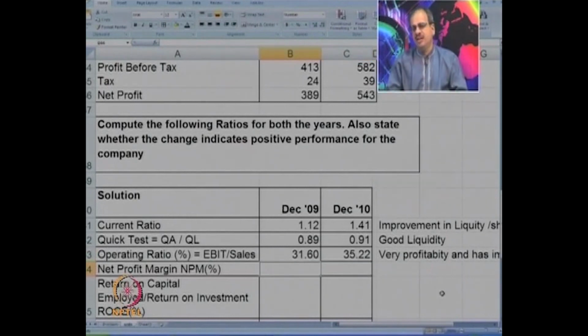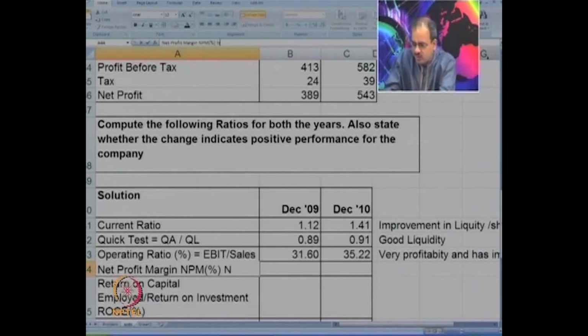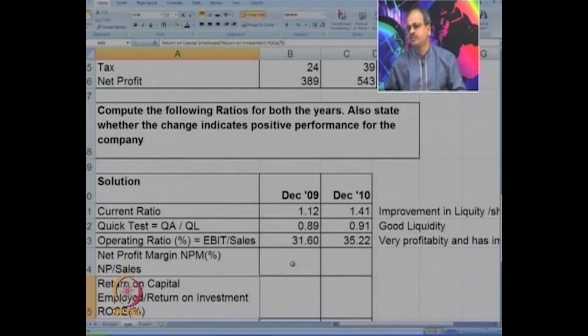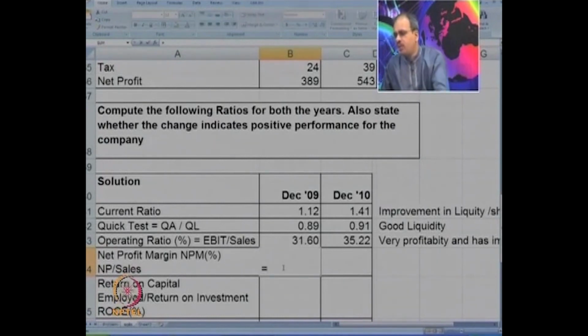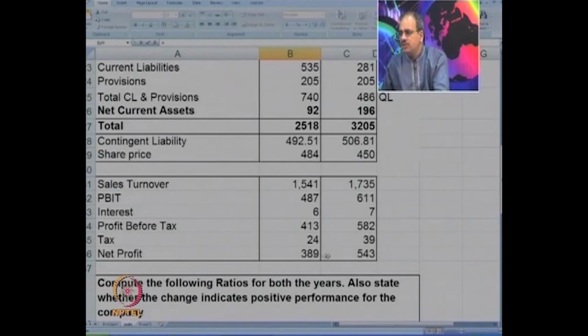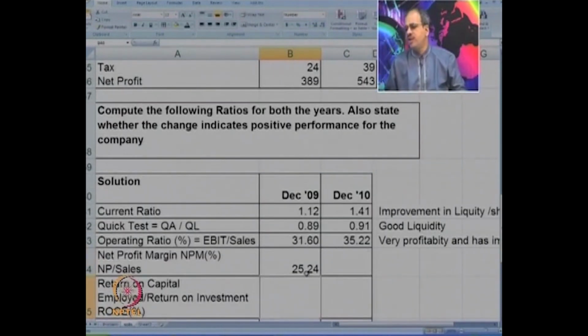Now, the next one is net profit margin, also known as NPM, sometimes known as net profit ratio. What do we link in net profit ratio? We essentially try to calculate net profit as a percentage of sales. Okay. So, we will take net profit. Here we generally take net profit after tax. So, 25%. In the current year there is a significant improvement, it has become 31%. Remember, this is after tax.